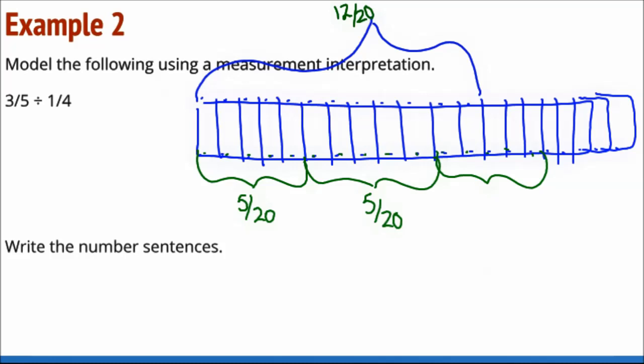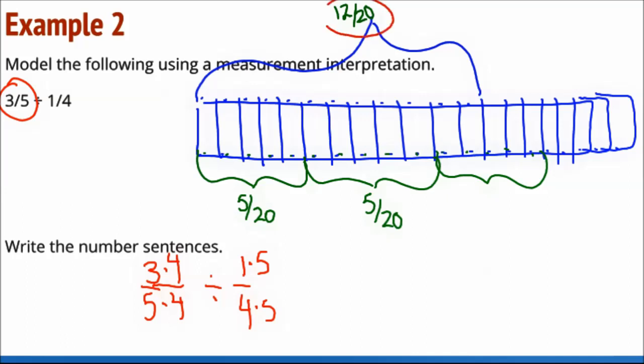And so what I did number sentence wise is I took my 3/5 and I multiplied both of the parts times 4, which gave me the 12/20ths. And I took my 1/4 and I multiplied both of the parts times 5, which gave me my 5/20ths. So here's my 12/20ths, here's my 5/20ths.